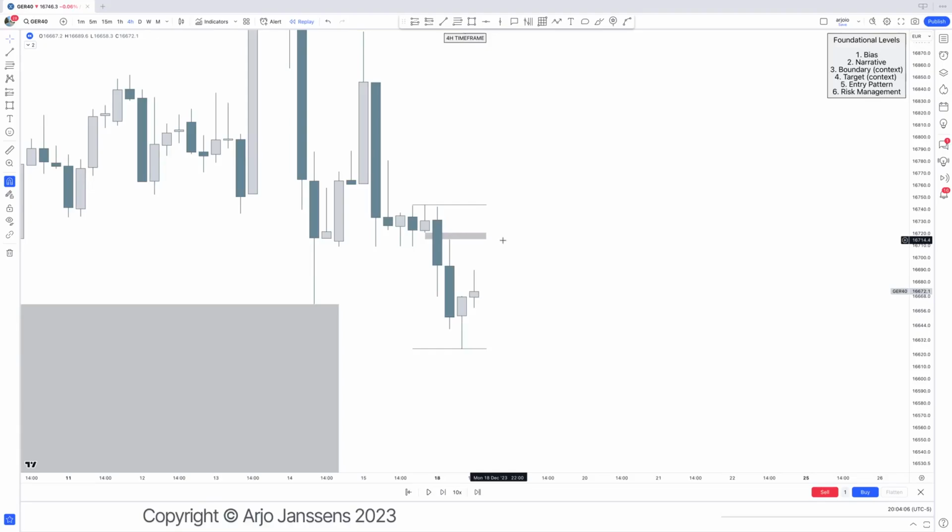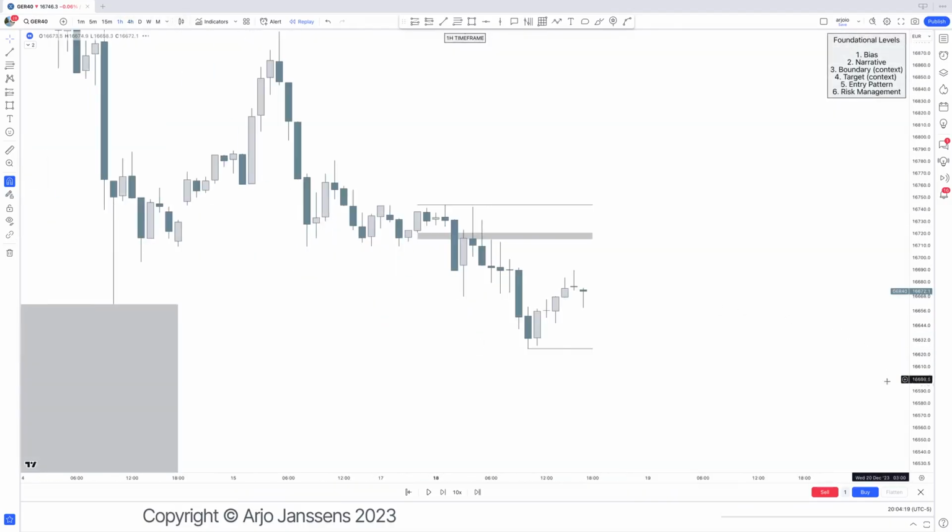Same as the 15 minute, you want to use that as a guide to see which high time frame array do we actually want to trade towards. So we have that daily, previous day high, and the previous day low sitting right there. So let's dive into the 1 hour to see what we want to do.